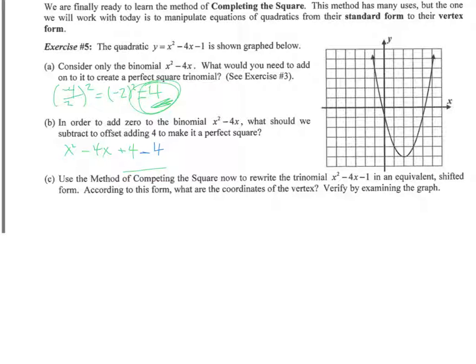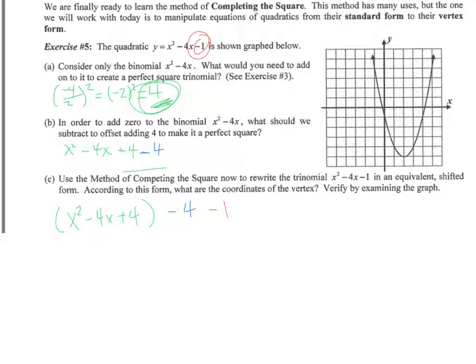So use the method of completing the square now to rewrite the trinomial in an equivalent shifted form. So let's say that we have our completed square, which is x squared minus 4x plus 4. That's one we created, right? That's the perfect square. Then we said we needed to subtract 4. And please remember that we have our original minus 1 up above.